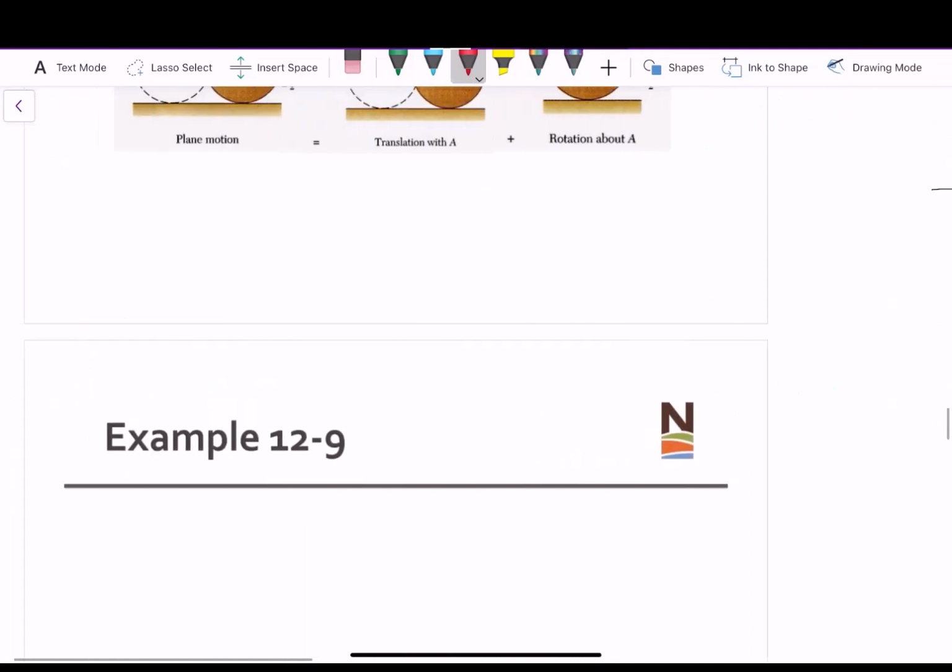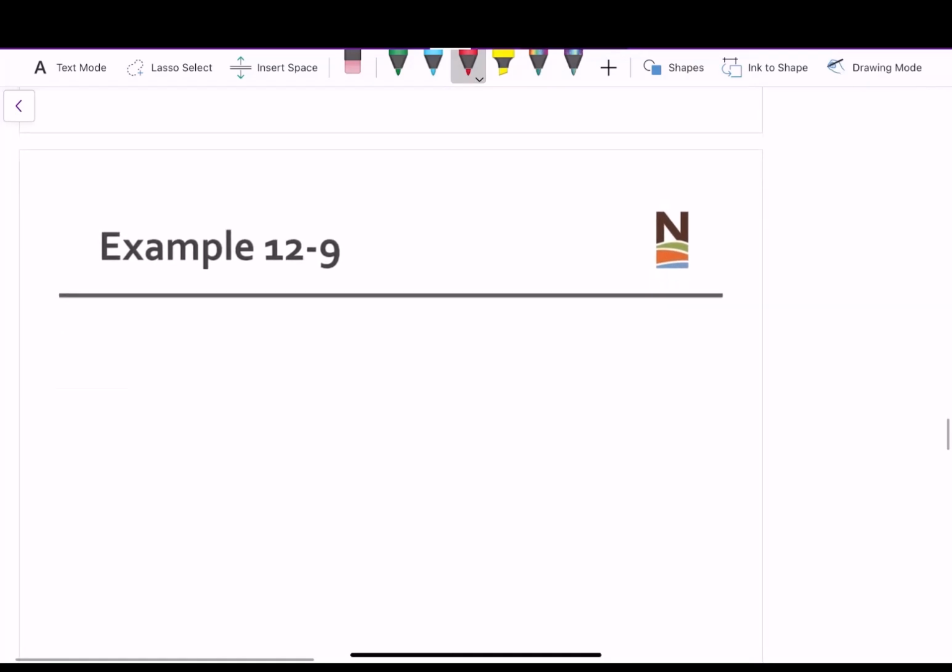So let's take a look at example 12, located on page 403 of your textbook. In this example, it states that there is a 0.8 meter diameter wheel that rolls to the right with an angular speed of 5 rad/s. We want to determine the velocities of points A, B, C, and D on this wheel. So let's draw that out.